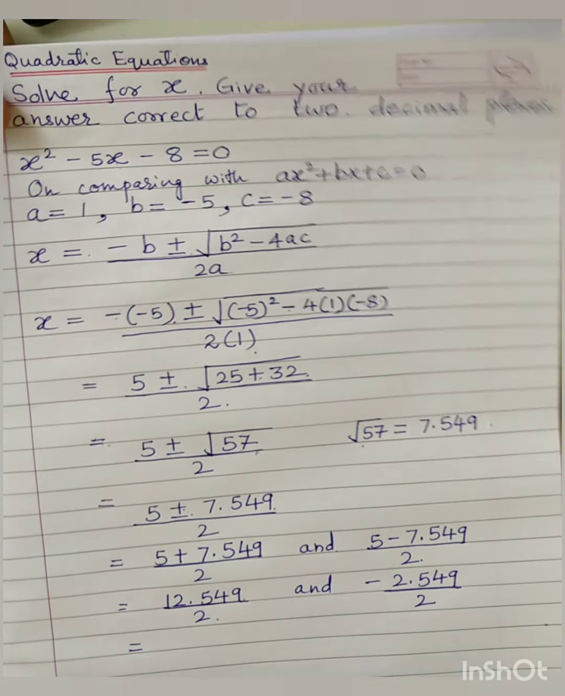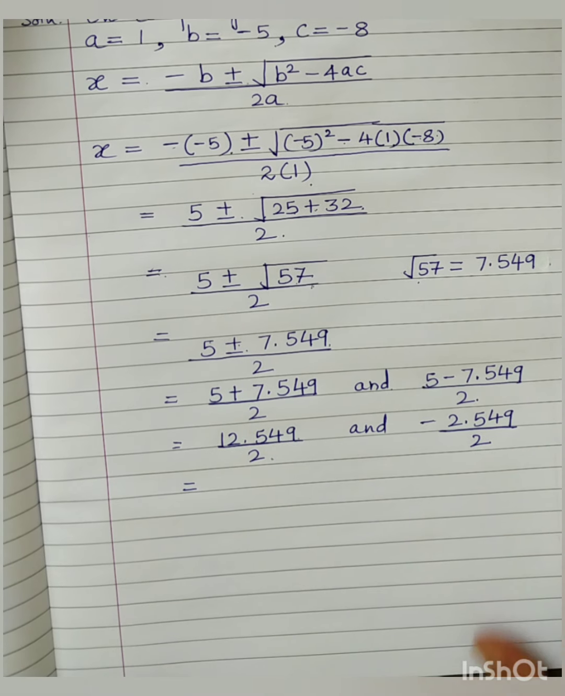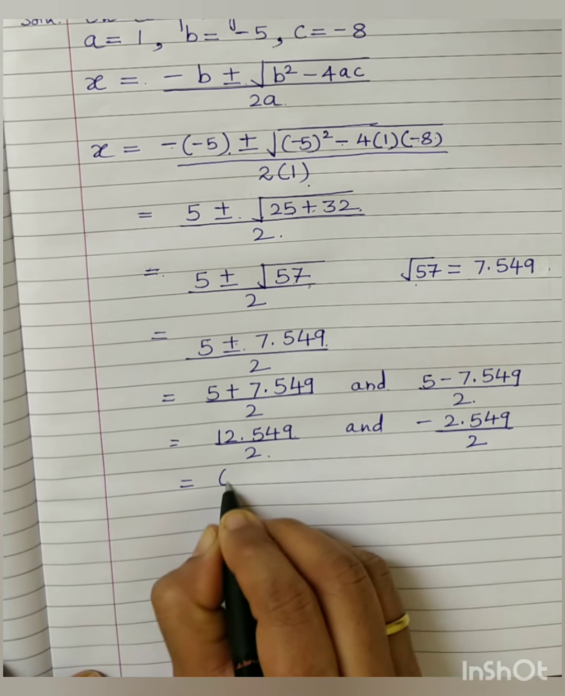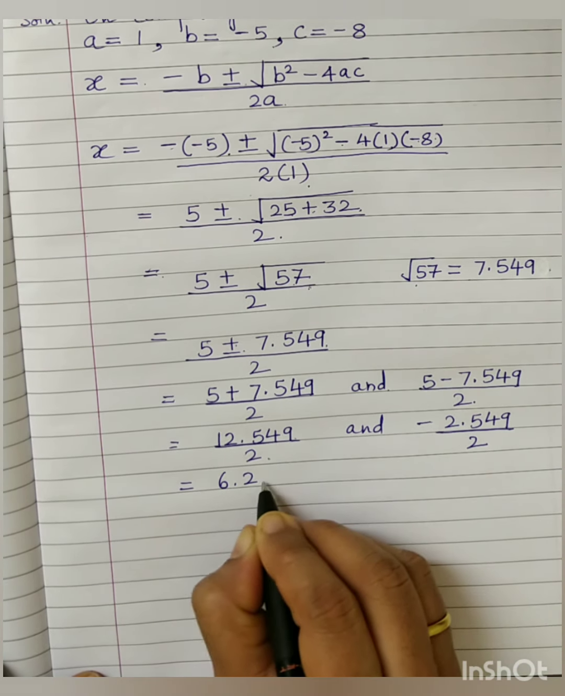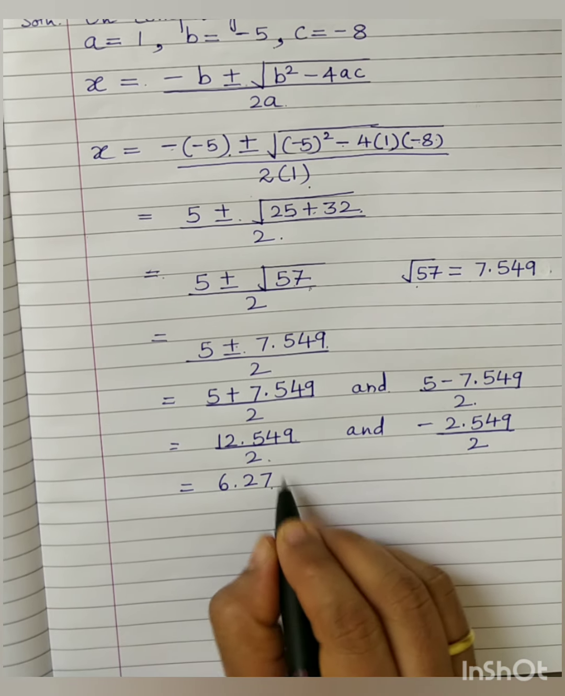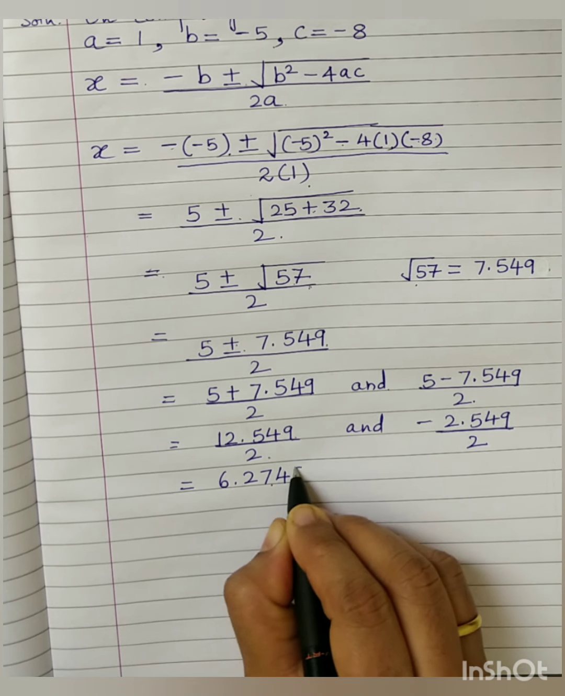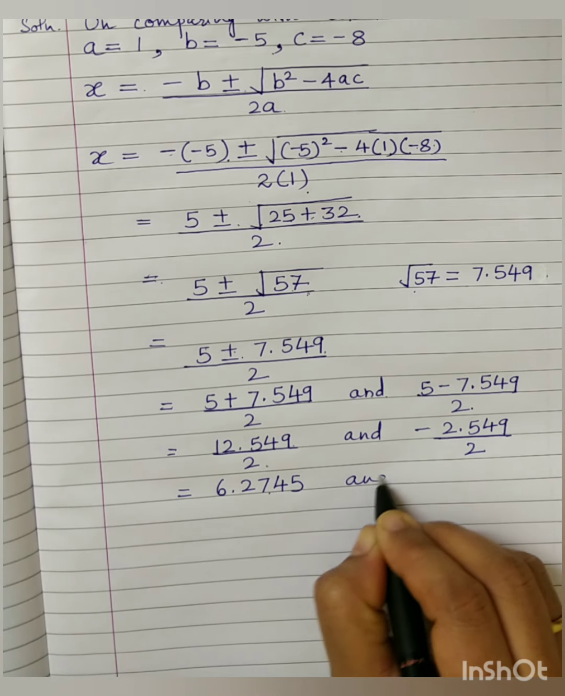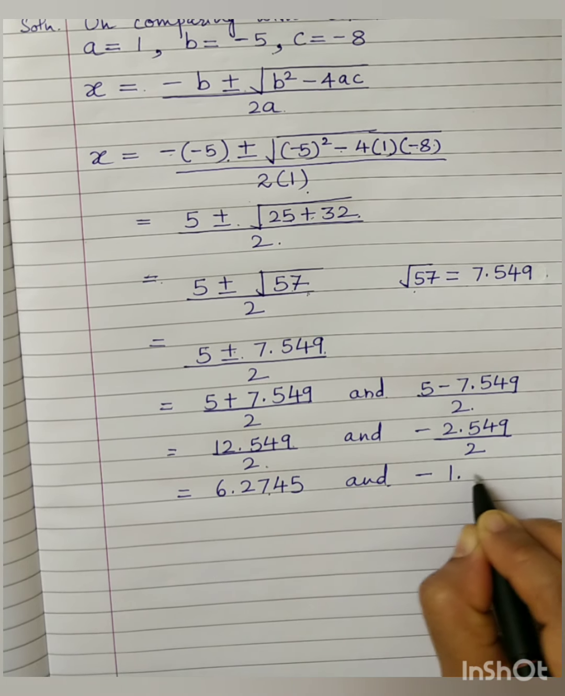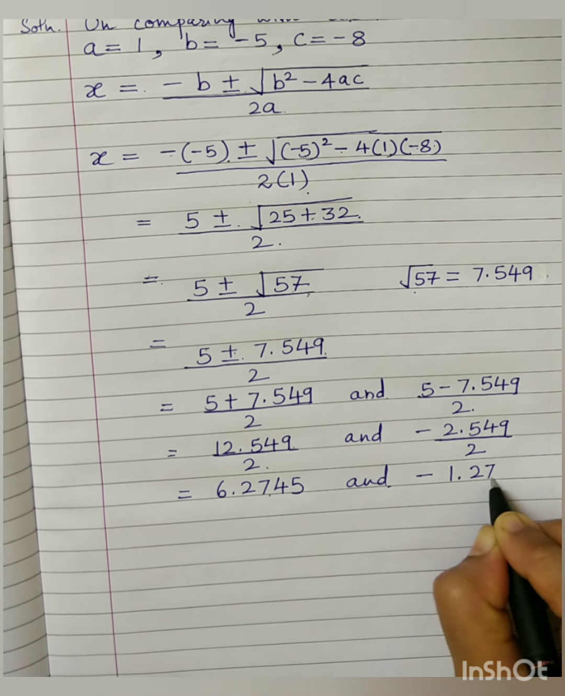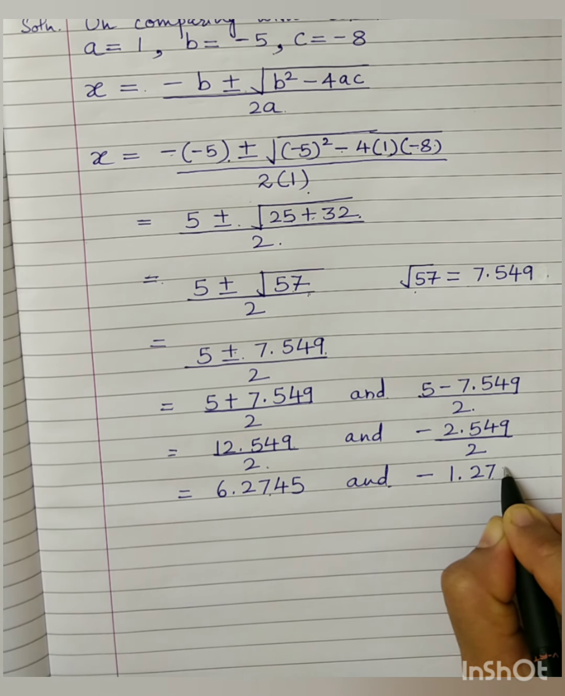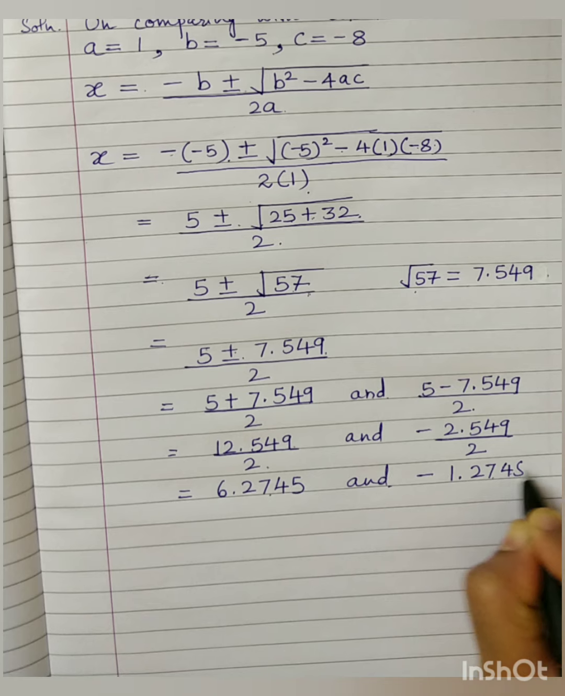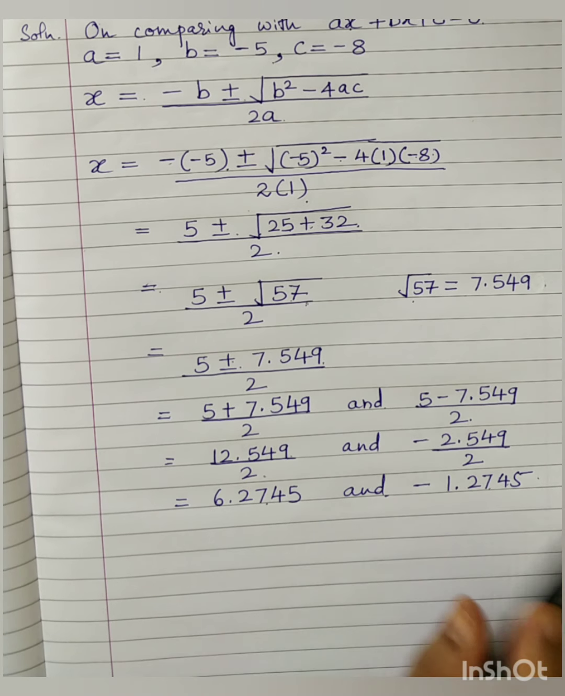On dividing it by 2, what will you get? 2 6s are 12, 2 2s are 4, 7, then 2 4s are 8, and you get a decimal here, 5, right? Here dividing by 2, you will be getting minus 1.27 and 5, right? Now this is the answer we have got.